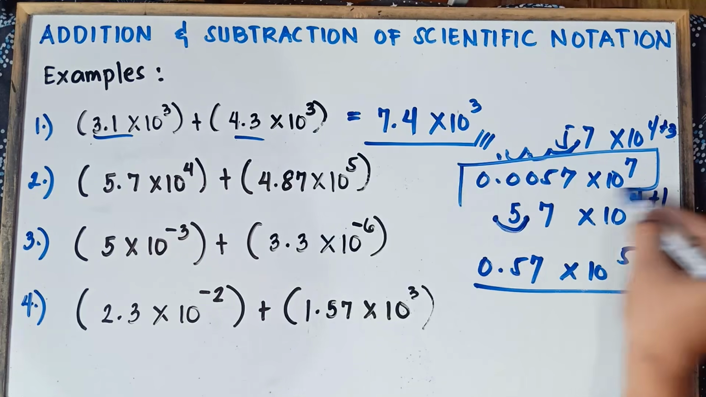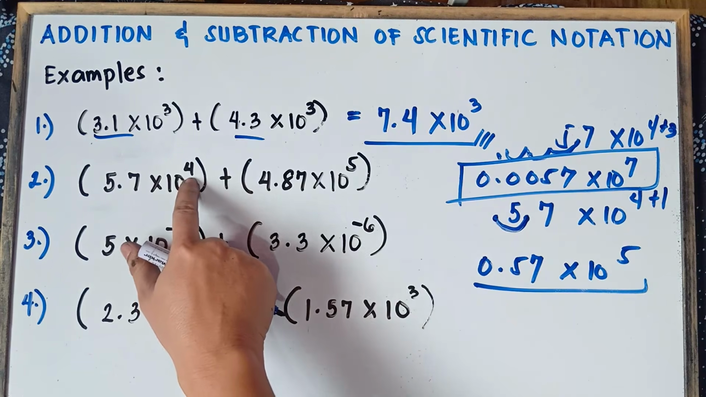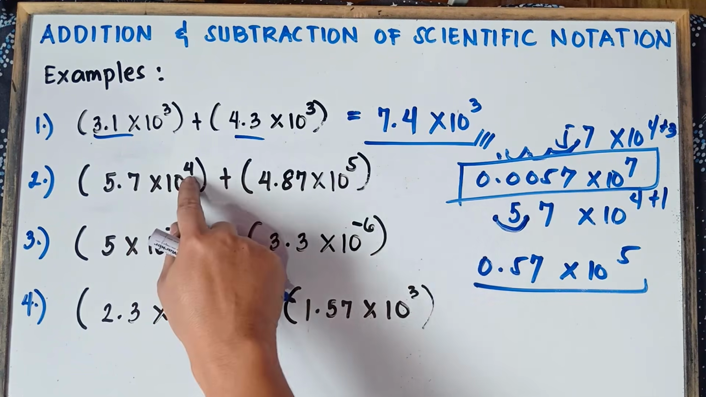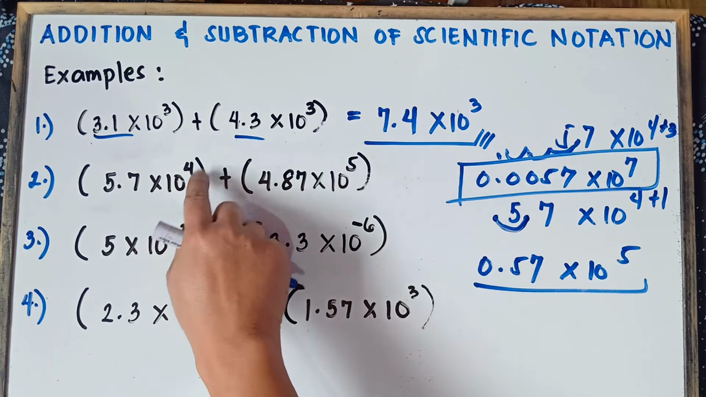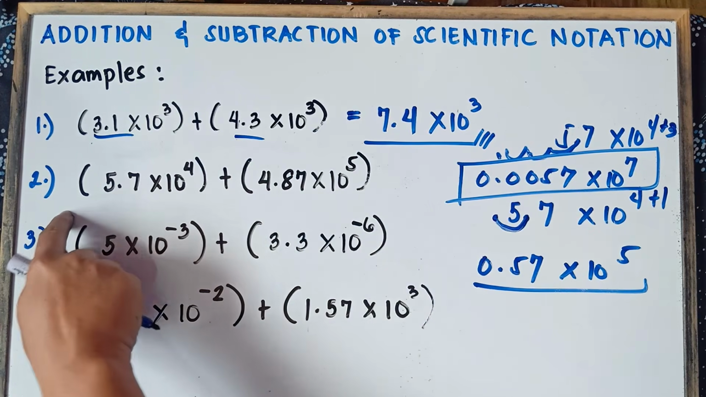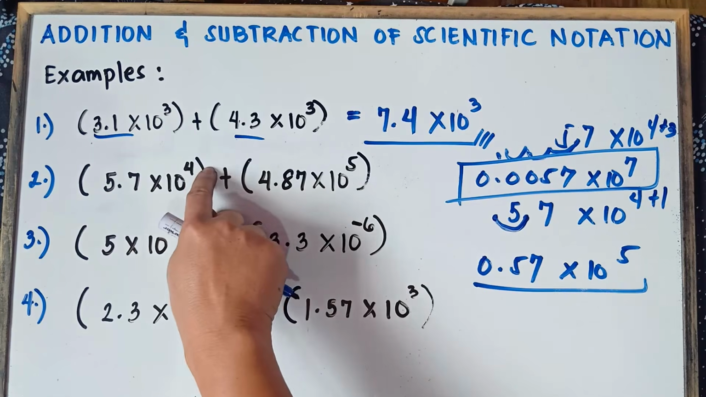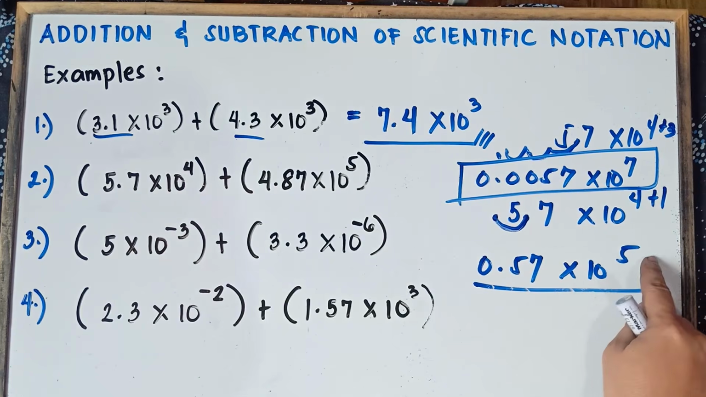I hope it's clear for you, class, with regards to this one. We need to make this 4 become 5. Now, to make this 4 become 5, of course, we need to add 1, because 4 plus 1 will be 5. Once we add 1, we need to move the decimal point right to left once. So, therefore, our answer is 0.57 times 10 raised to the power of 5.